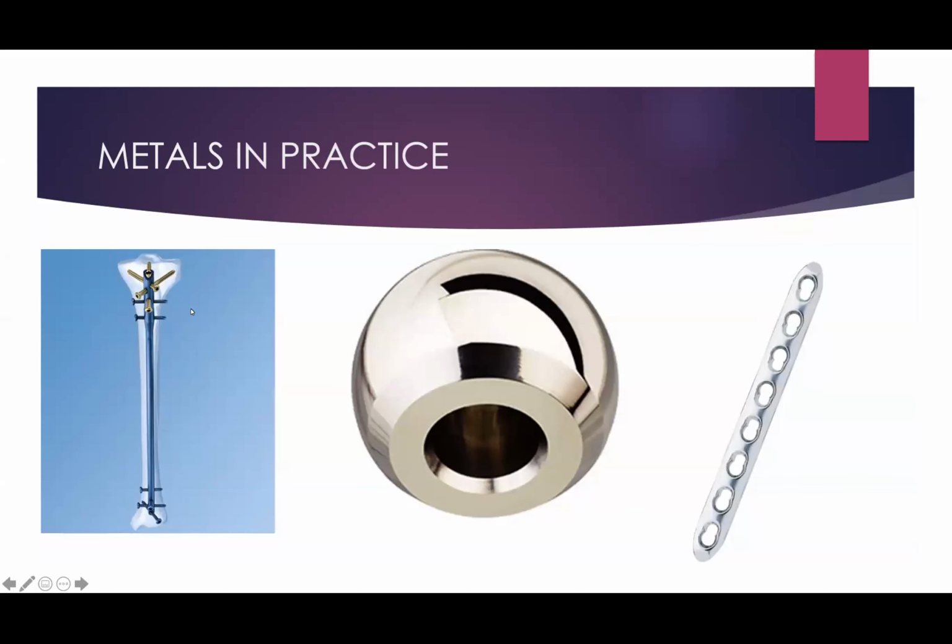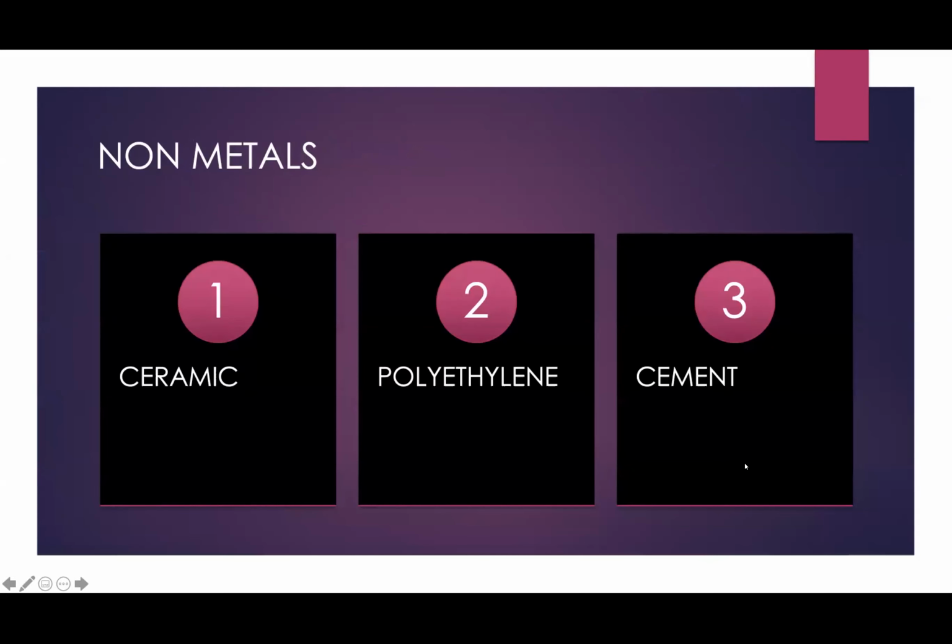So in practice, a tibial nail, titanium, okay? You want something load sharing. A femoral head, cobalt chrome, great wear resistance. A plate, stainless steel or titanium. So we then move on to the non-metals, and there's three you need to know: ceramic, polyethylene, and cement, and we use my same structure: composition, manufacture, properties, and uses.